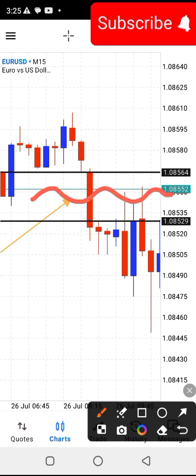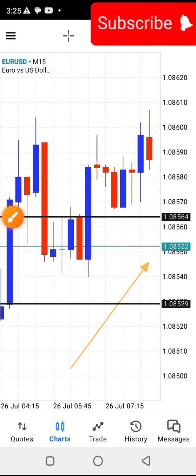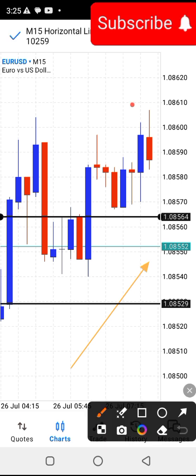Okay, so what's going to make this FVG high probability? I'll simply look to the left. So to the left, you can see that the FVG is aligning with a breaker block. This right here is a breaker block.